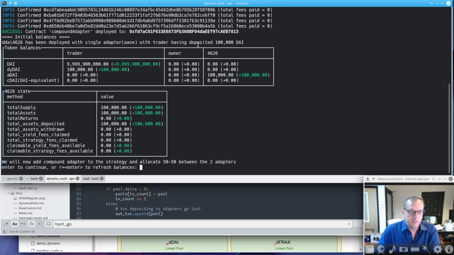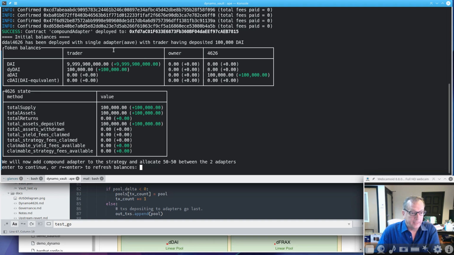And the 4626 contract has 100,000 aDAI. This is actually DAI that came from Aave, the wrapped DAI from Aave. And here we are. The 4626 presently has a total supply of 100,000 DAI. It's also its total assets and total deposits. And there's been no returns because it's a brand new contract. Now, we only have Aave as an adapter on the contract right now.